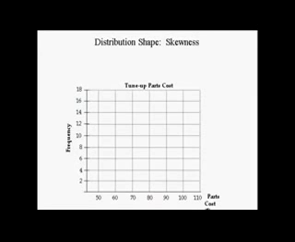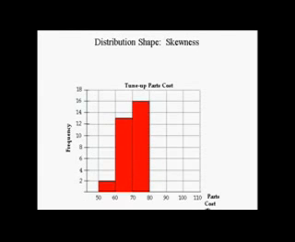Since the frequency of interval 50 to 59 is 2, the bar corresponding to this interval stops at 2. Since the frequency of interval 60 to 69 is 13, the bar corresponding to this interval stops at 13. The frequency of interval 70 to 79 is 16. The bar corresponding to this interval stops at 16. The frequency of interval 80 to 89 is 7. The bar corresponding to this interval stops at 7.